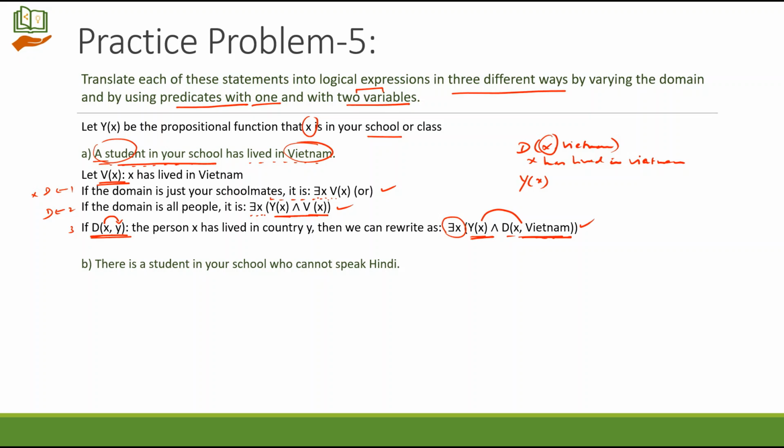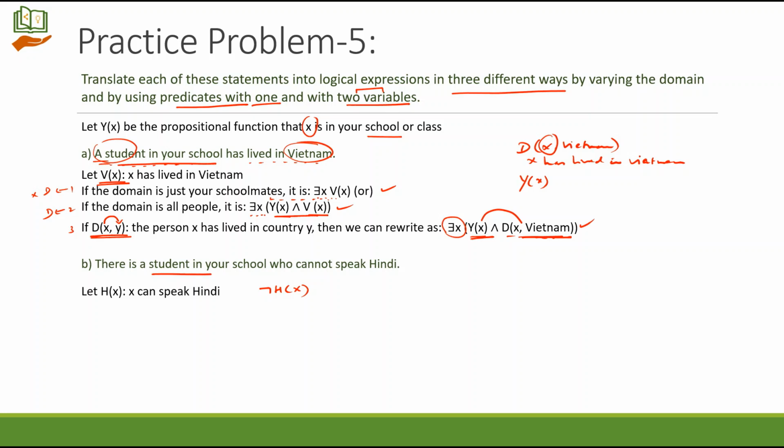The next one, there is a student in your school who cannot speak Hindi. Now we have to specify speaking Hindi as h of x. So we can take x can speak Hindi. What does cannot speak Hindi mean? We can take it as negation of h of x. Now you have to do it in the same way as a problem. Y of x will denote a student in your school now.